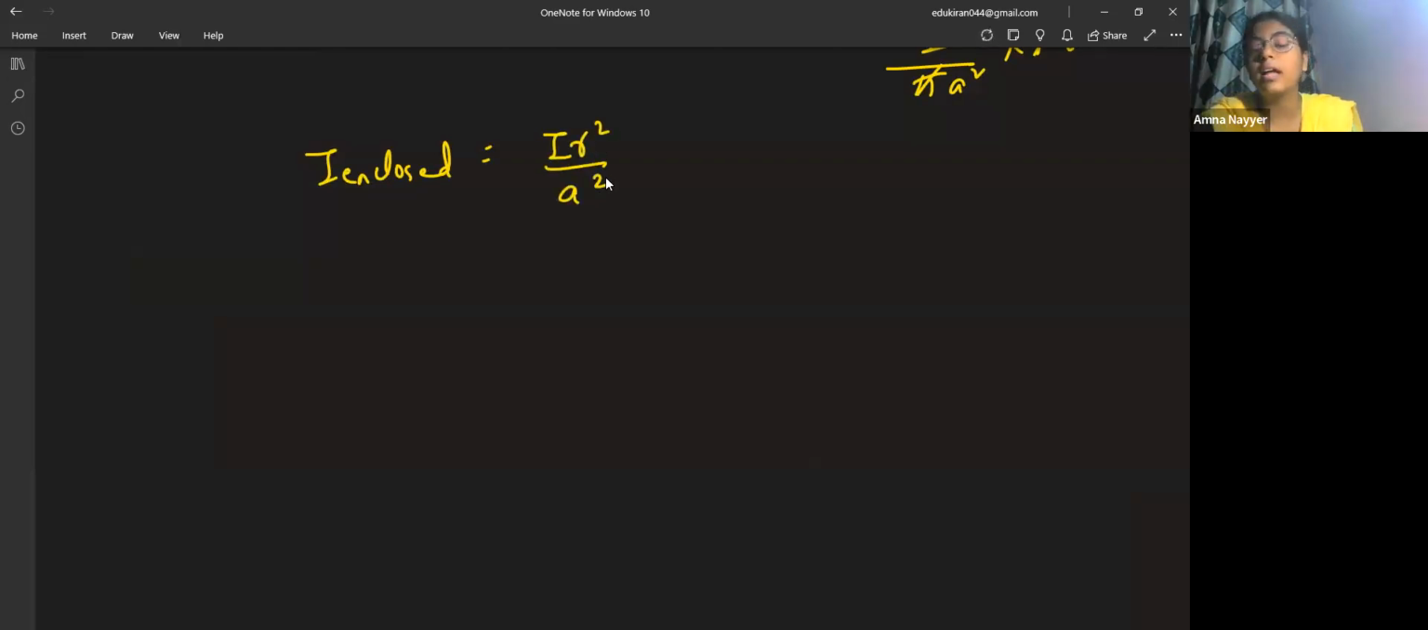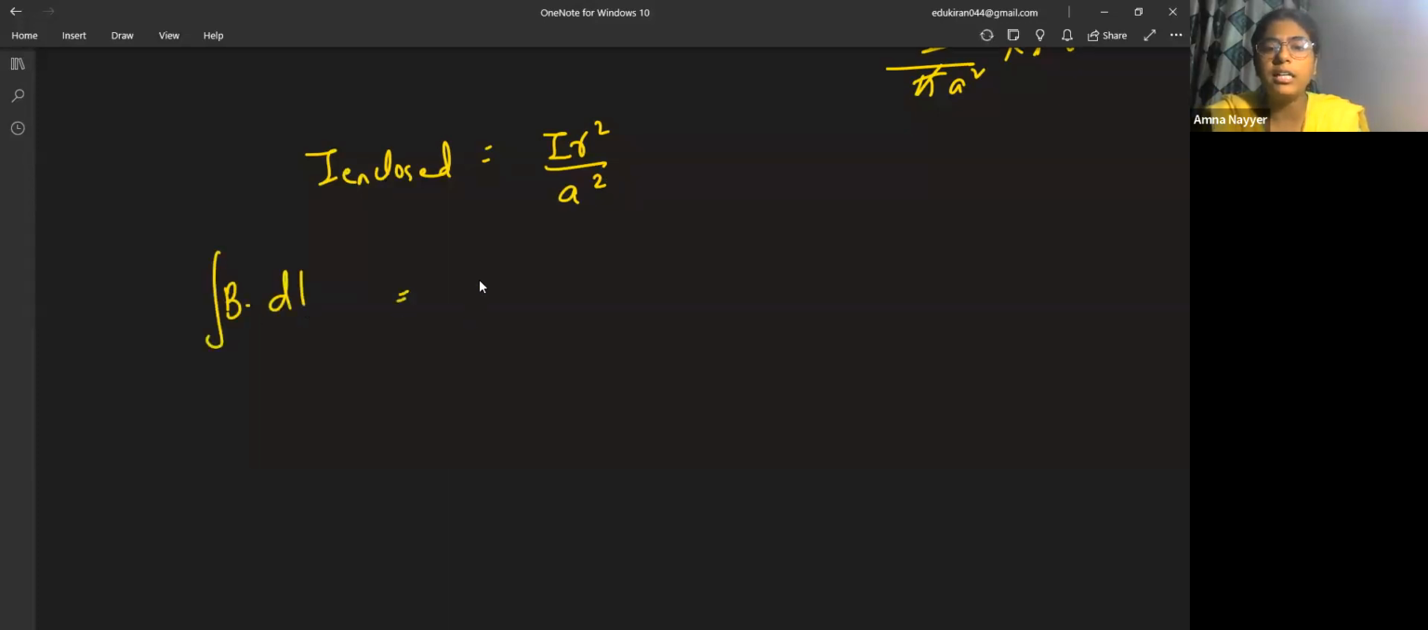This is the actual value of your current enclosed, because the entire thing was, suppose, the wire, and our Amperian loop is located within just this part. So for this part we are finding out the current, not for the entire wire. This is it. Now you have I enclosed. Now the rest of it is similar.